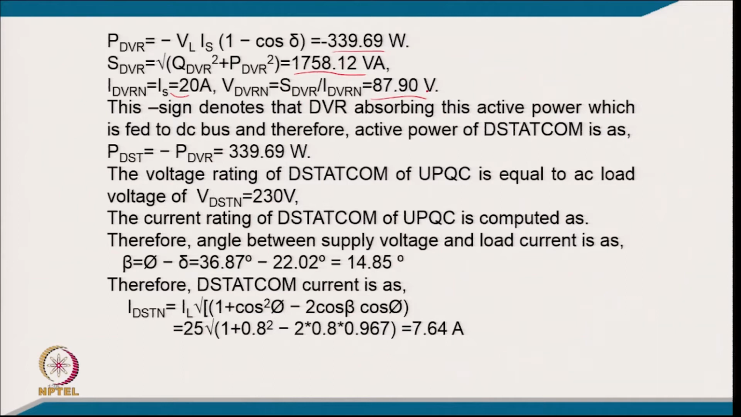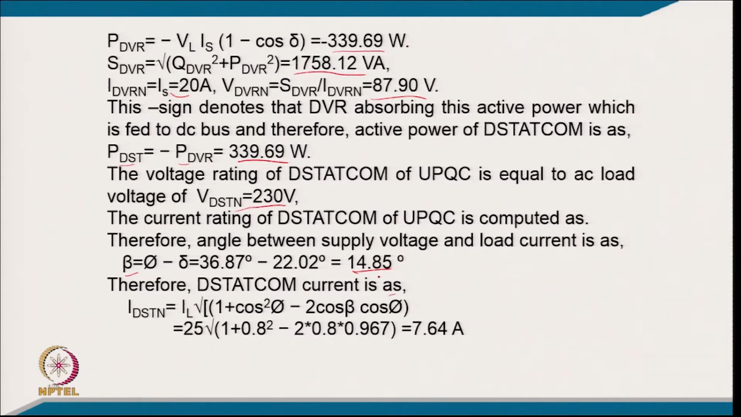and voltage of DVR is SDVR divided by IDVR, calculated. So, it comes 87.90 volt, and this minus sign denotes the DVR absorbing this active power which is fed to the DC bus, and therefore, active power of DSTATCOM is equal to PDVR, 339.69, and the voltage rating of DSTATCOM equal to the load voltage, that is 230 volt, and the current rating of DSTATCOM can be calculated from angle beta equal to phi minus delta. So, it comes 14.85.